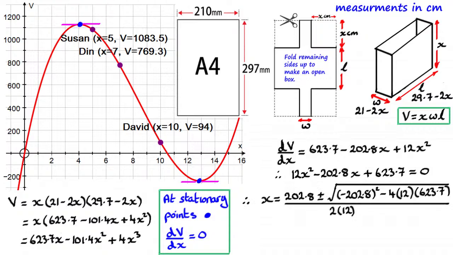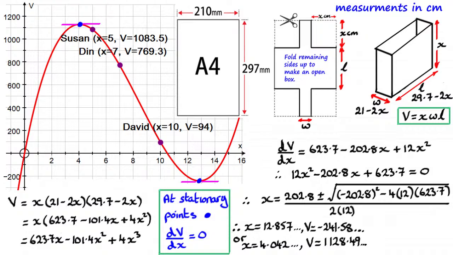Good, so you might have done it via your calculators if you've got the quadratic formula already programmed in, but here it is here. x equals, the usual formula. Remember, we have ax squared plus bx plus c equals 0. a is 12, b is minus 202.8, and c would be 623.7. So using the quadratic formula, x equals minus b plus or minus the square root of b squared minus 4 times a times c, all over 2a. You're going to get that sum, and indeed it works out to give us these answers.